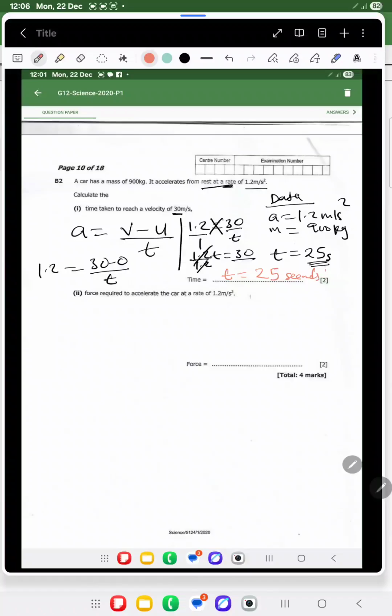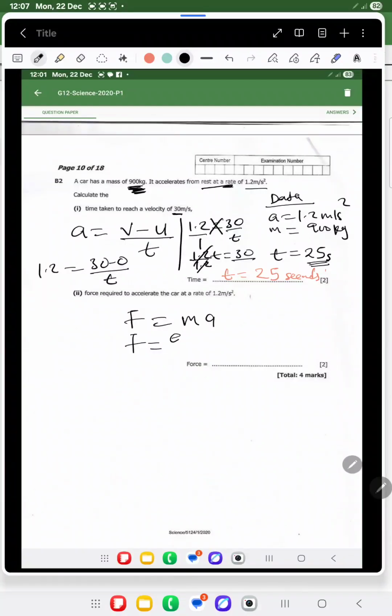All right. Then from there, you need to go to question B. Question B says find or calculate the force required to accelerate the car at the rate of 1.2 meters per second squared. Now, how do you calculate the force of the car? For you to calculate the force of the car, use the formula, which is force is equal to mass times acceleration. Our force is then going to be, what is the mass? Mass is given to be 900 kg.